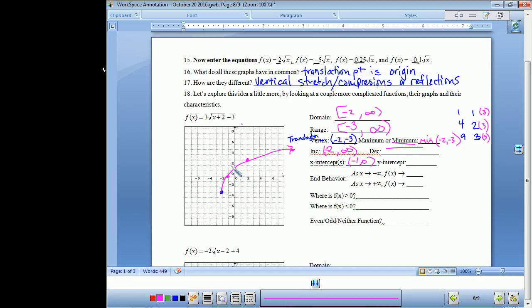Now, it doesn't look like it crosses very pretty for my y. But how can I find my y-intercept if it's not pretty? I can plug it in. Always plug in 0 for x.